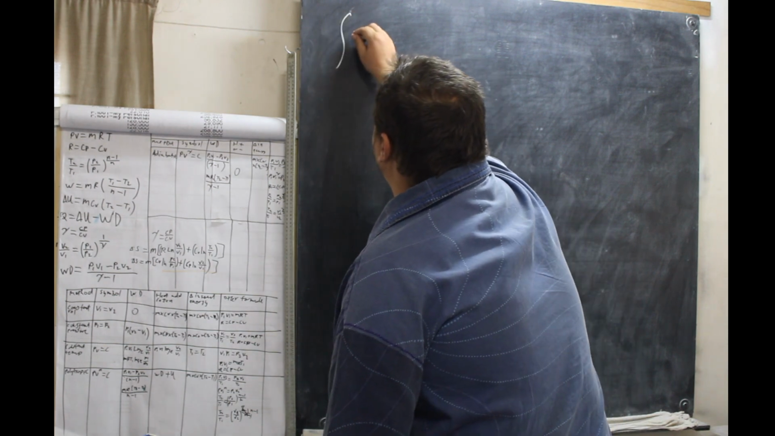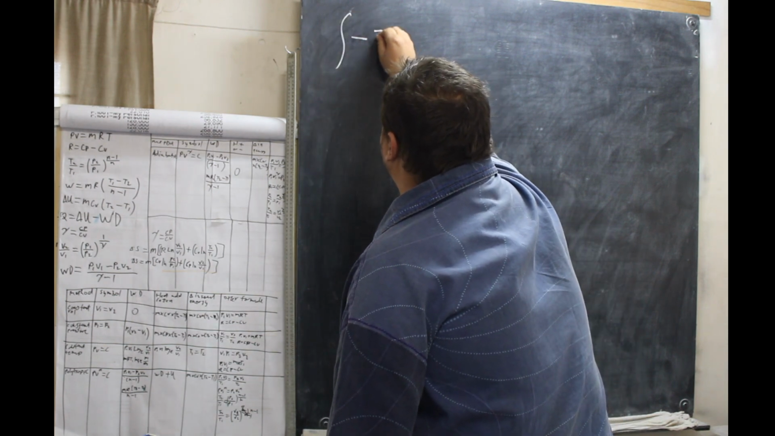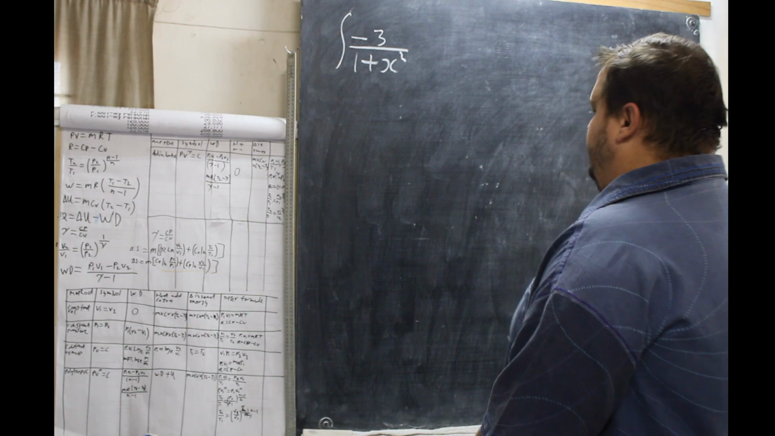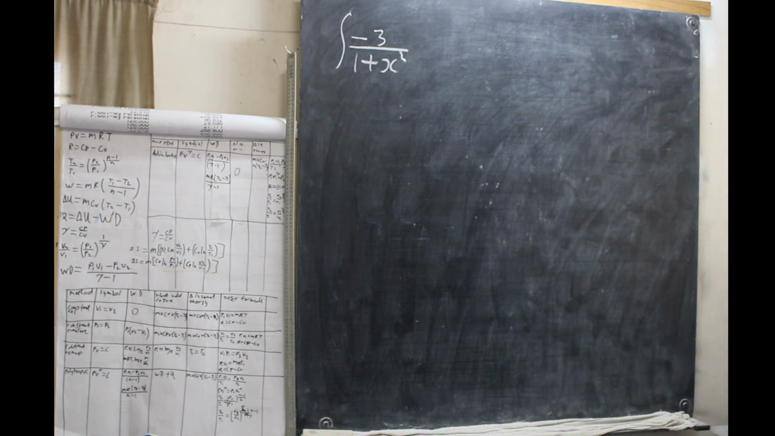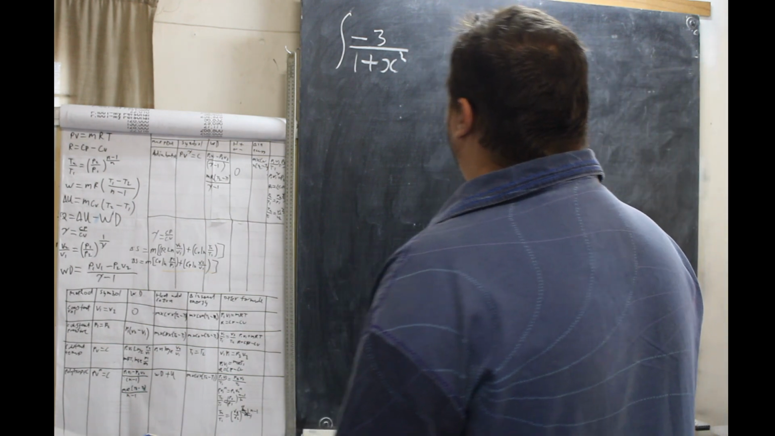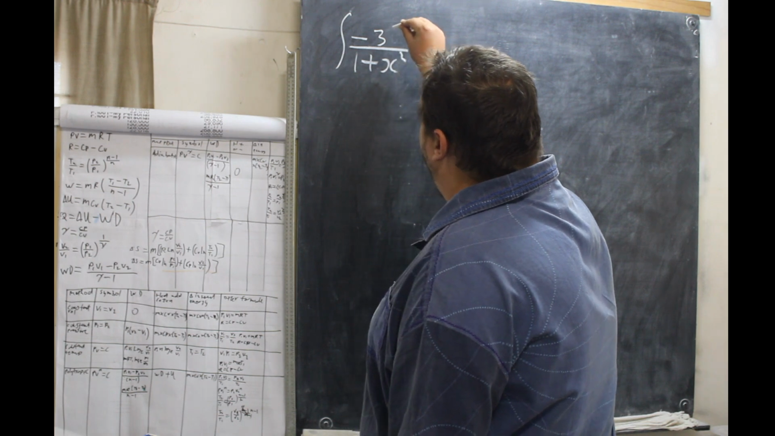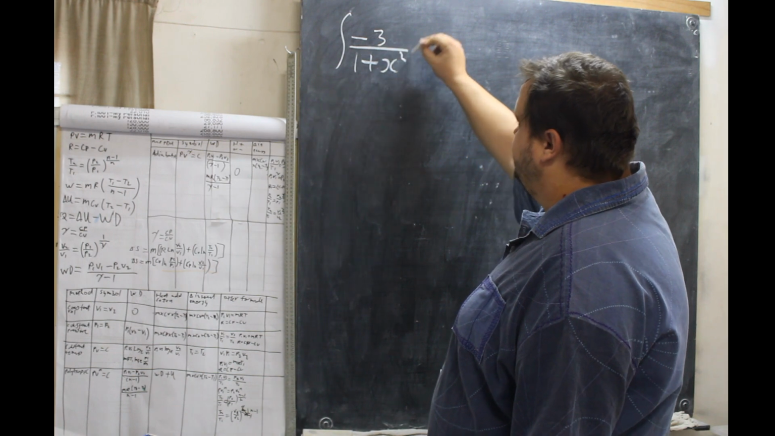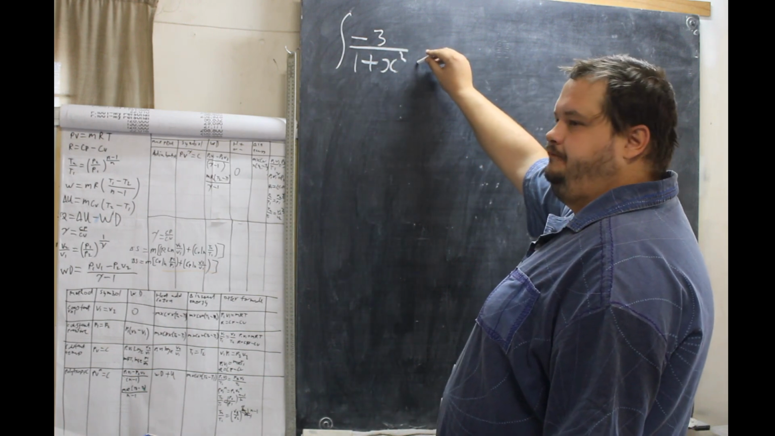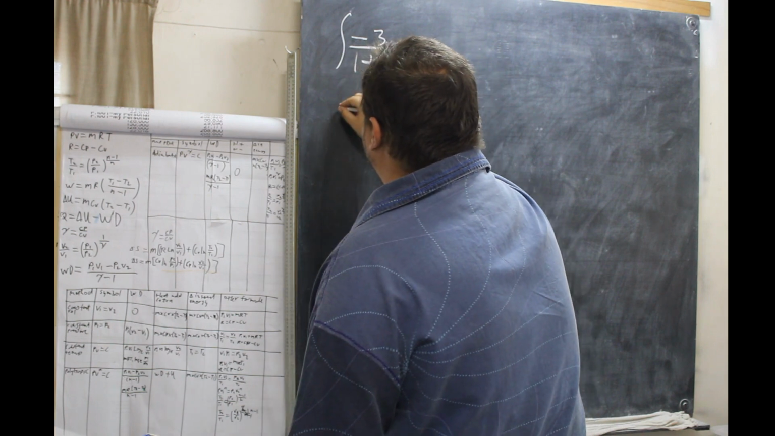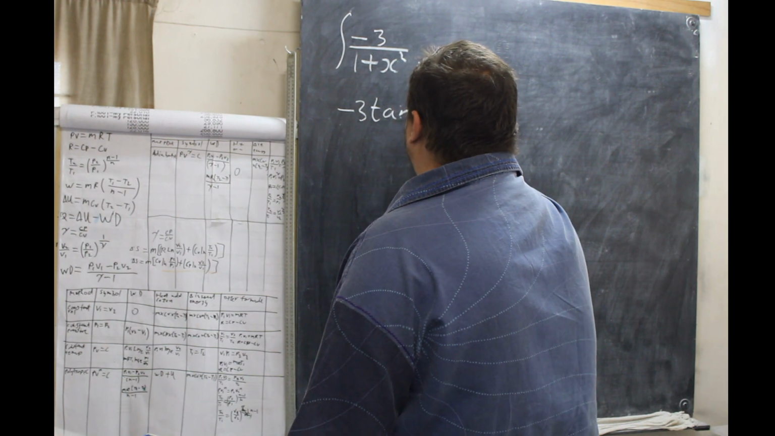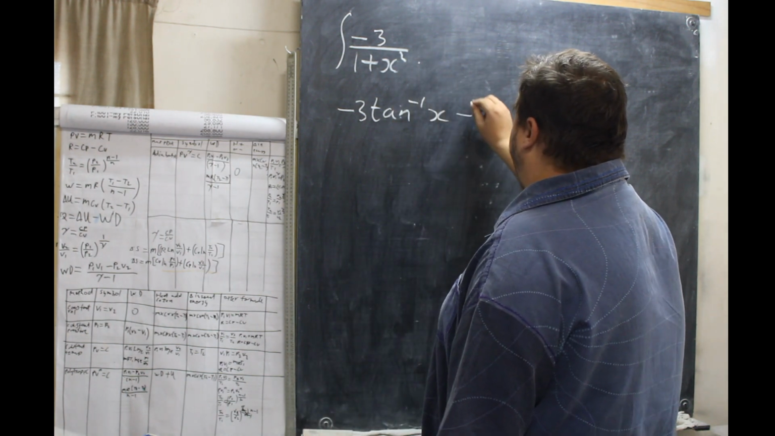Okay, the integral of minus 3 over 1 plus x squared. Now, I know this might seem intimidating in how it looks, but it's actually really simple. If you look in your formula sheet, you will find 1 over 1 plus x squared. Now, look at the integral of that, and you'll see that it'll become 3 tan to the minus 1 x plus c.